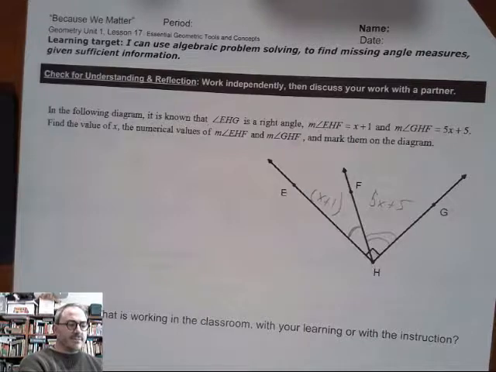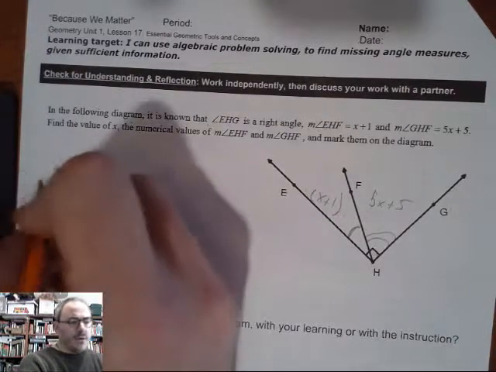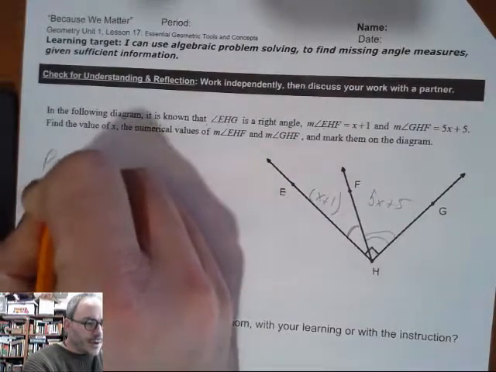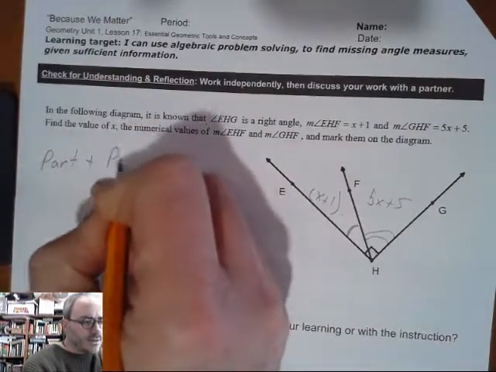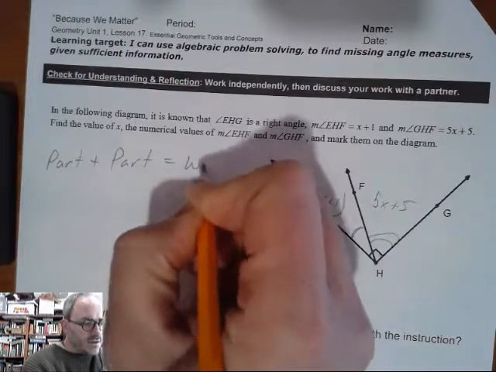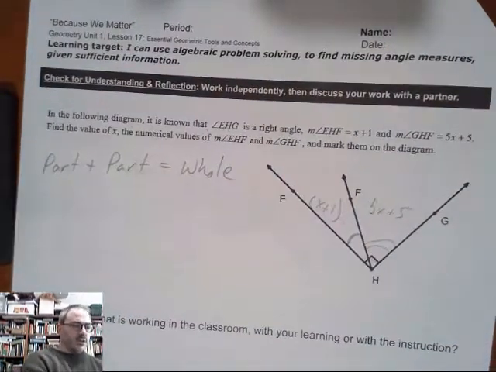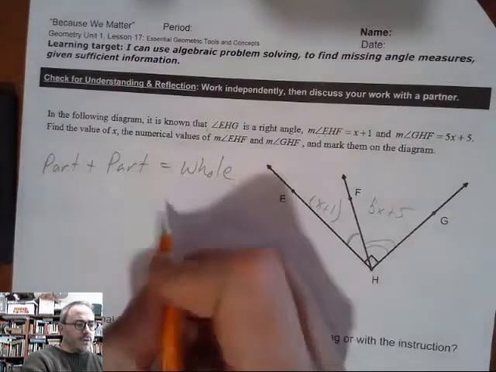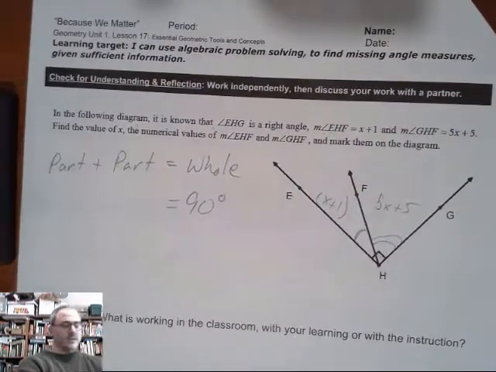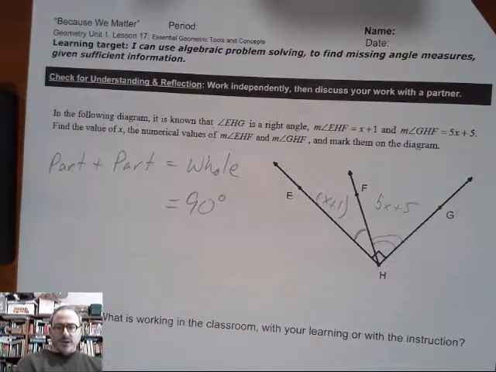All right? So you have to think, what equation can you set up that would put these things equal to each other? Remember, part plus part equals whole. All right? You know the whole is going to equal 90 degrees. What two parts can you add together to find x, and then plug x back in and find these two angle measures? I'm going to leave it for you to do there.